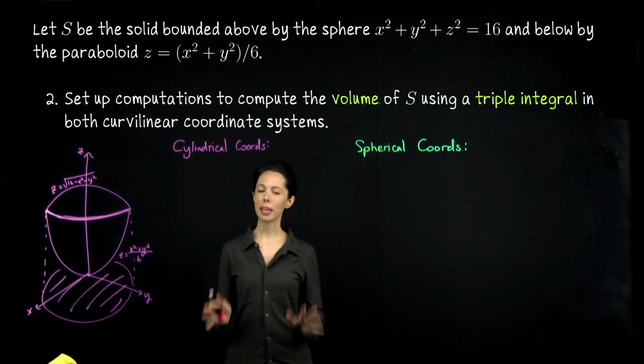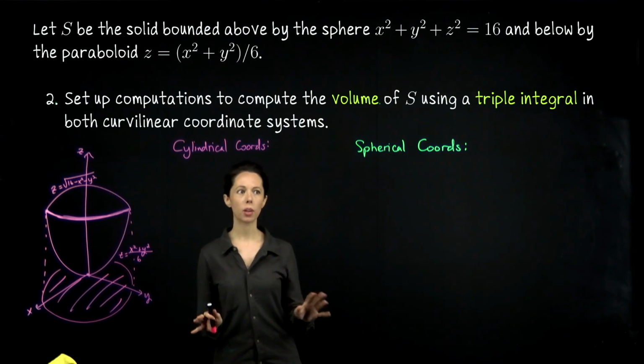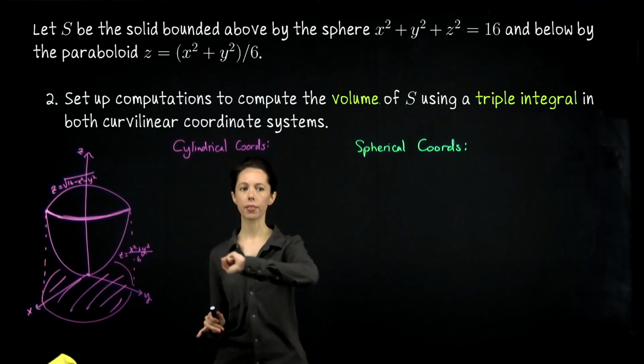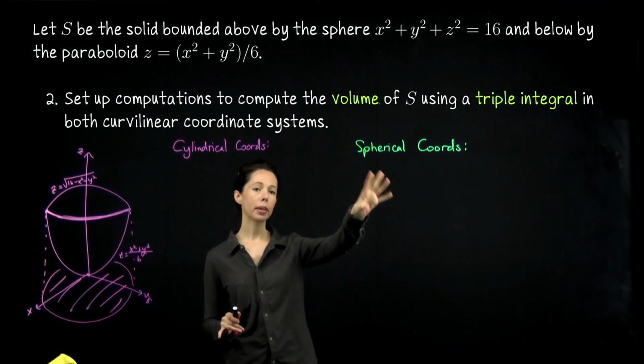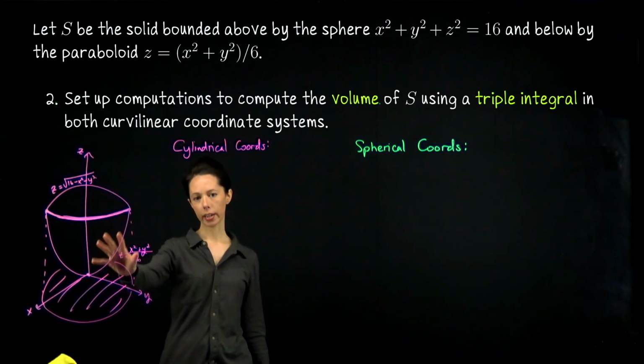Now we're going to compute the same volume that we just did with the double integral, but this time I'm going to just set up and not evaluate two triple integrals. One in cylindrical coordinates, that's not going to be very different from what we just did, and then the second one will be in spherical coordinates. Okay, so here's the picture of the solid whose volume we're trying to compute.